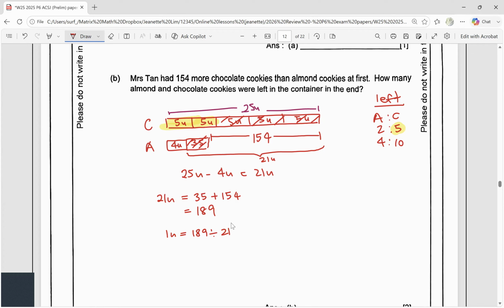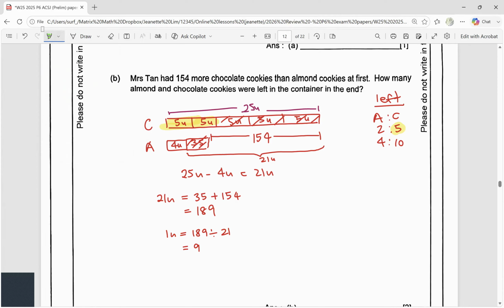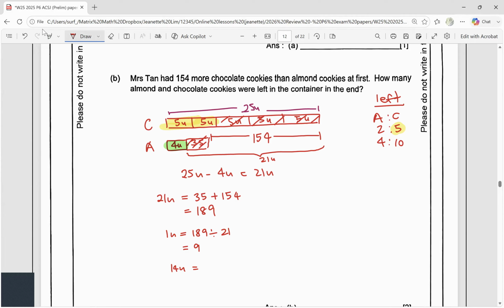So 1 unit is 189 divided by 21 equals 9. We're looking for the total number of cookies left in the end. So in the end, it's this 10 units plus 4 units. So this 4 and the 10. So that's 14 units. So 14 times 9 is 126.